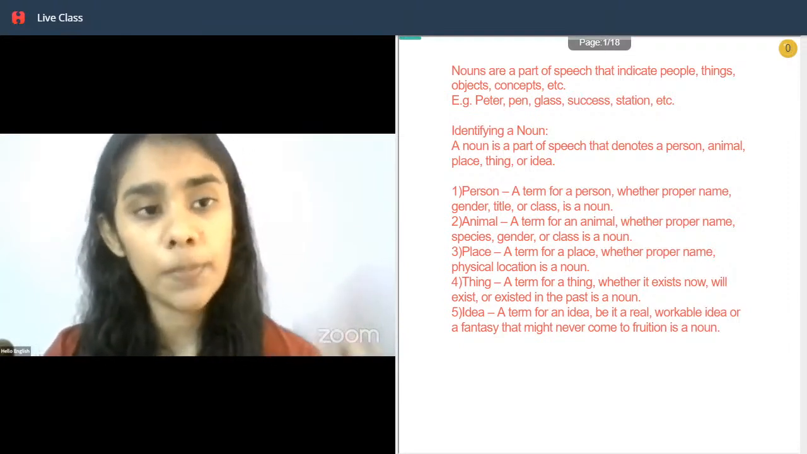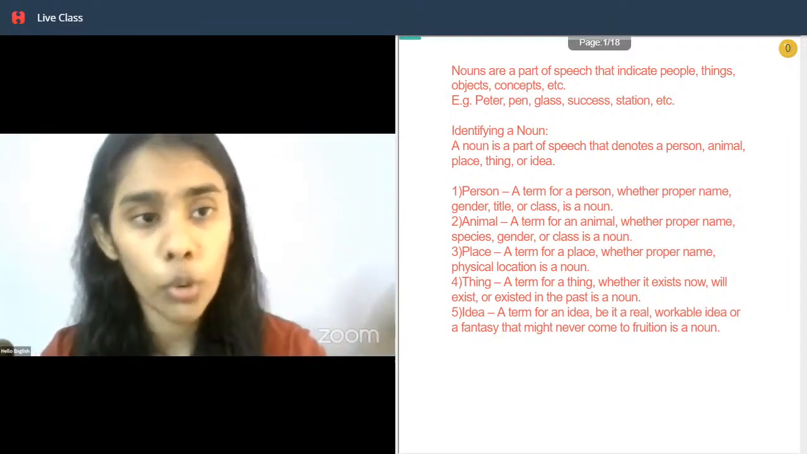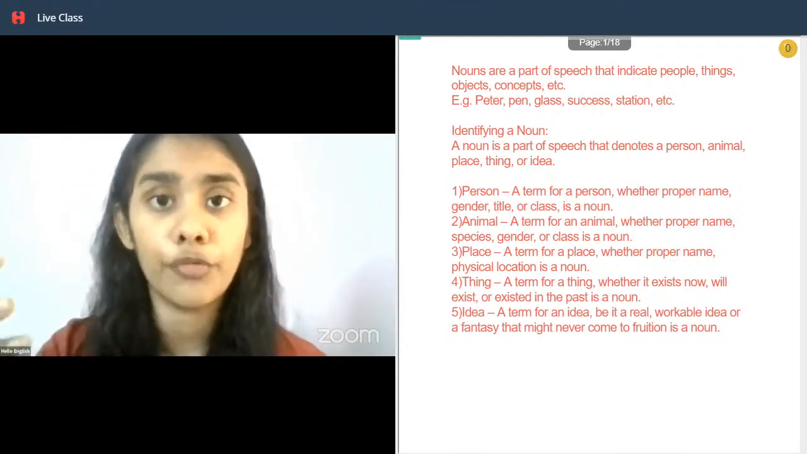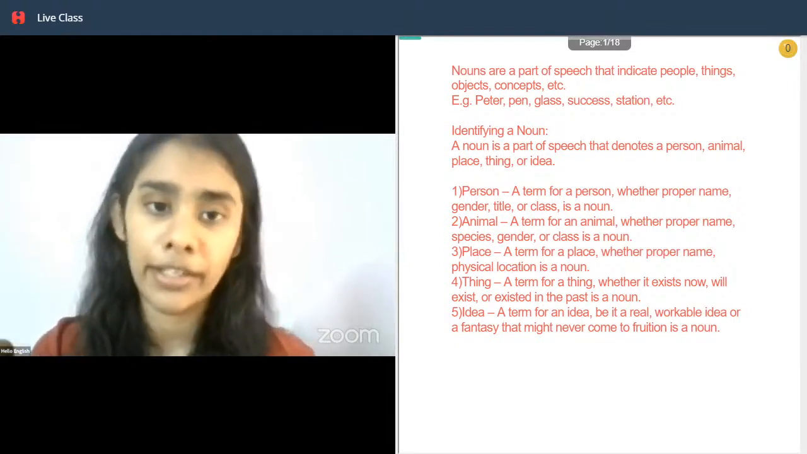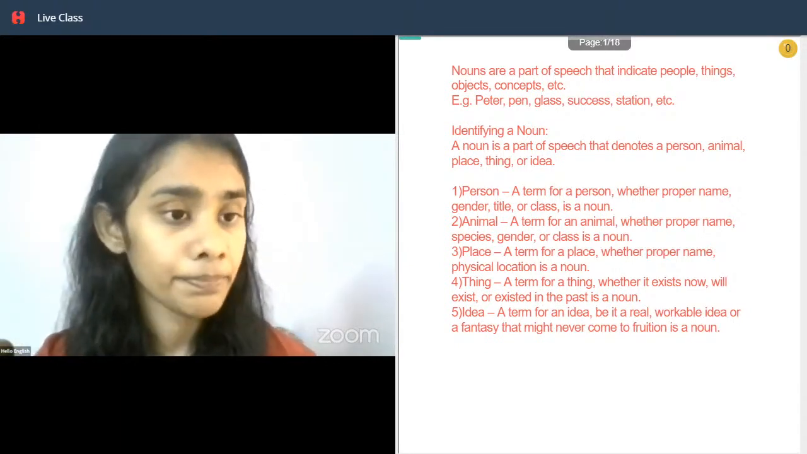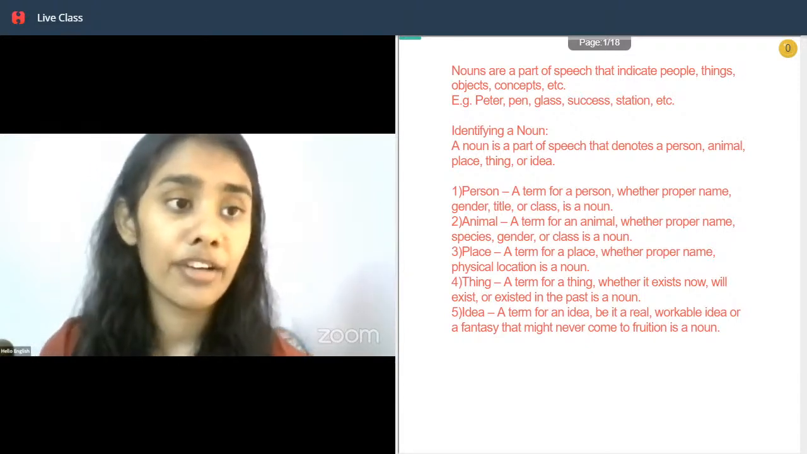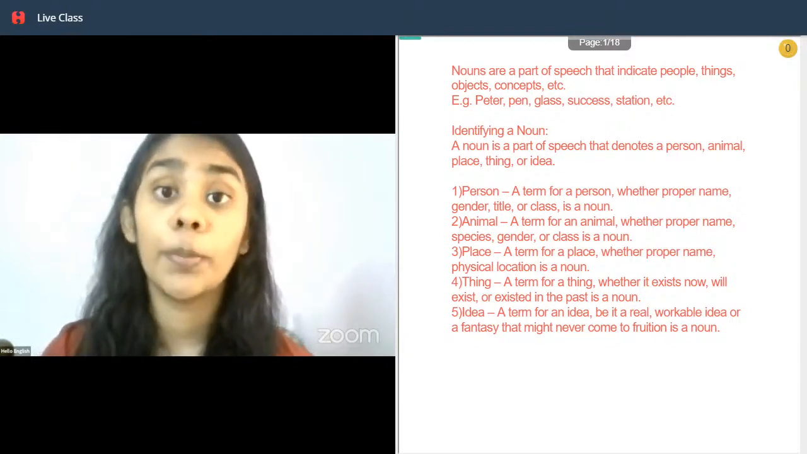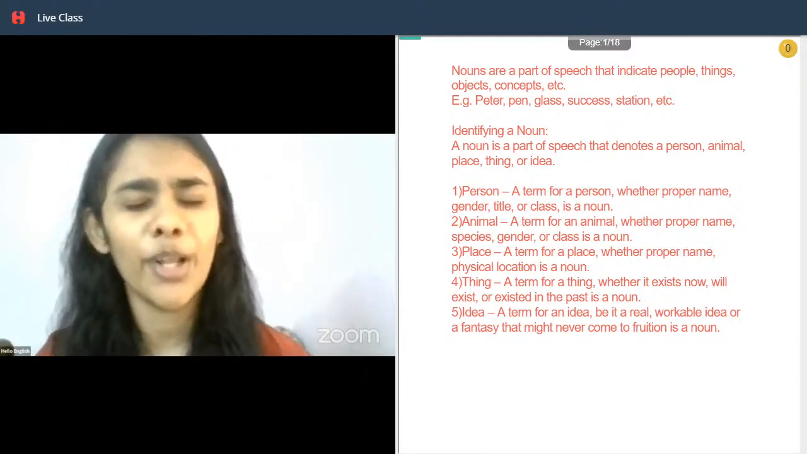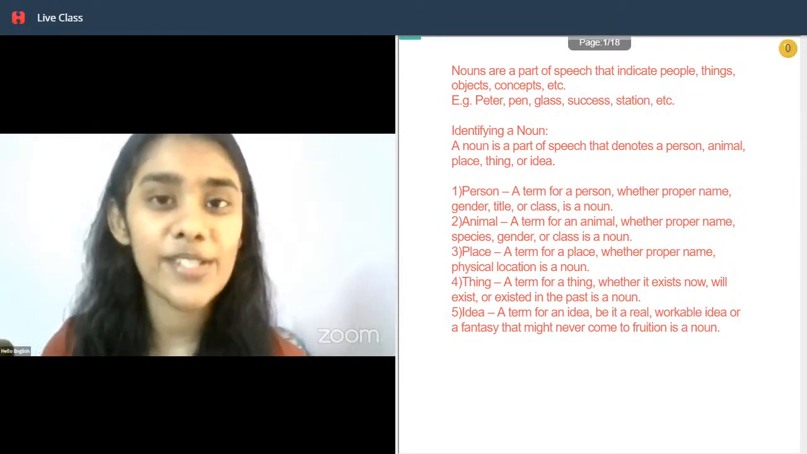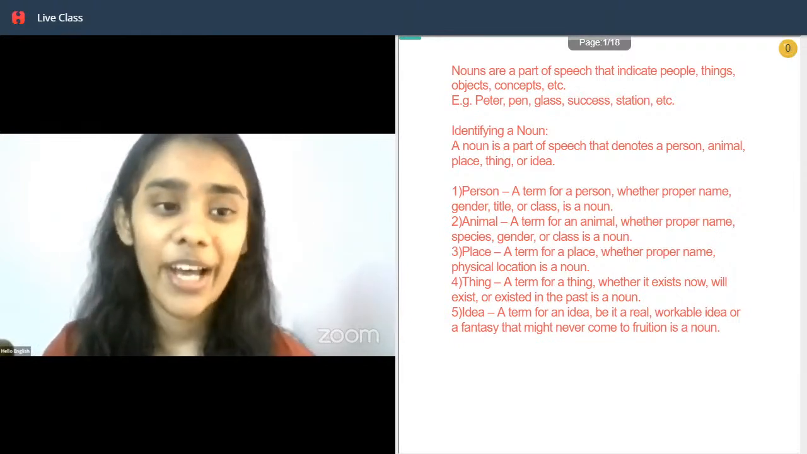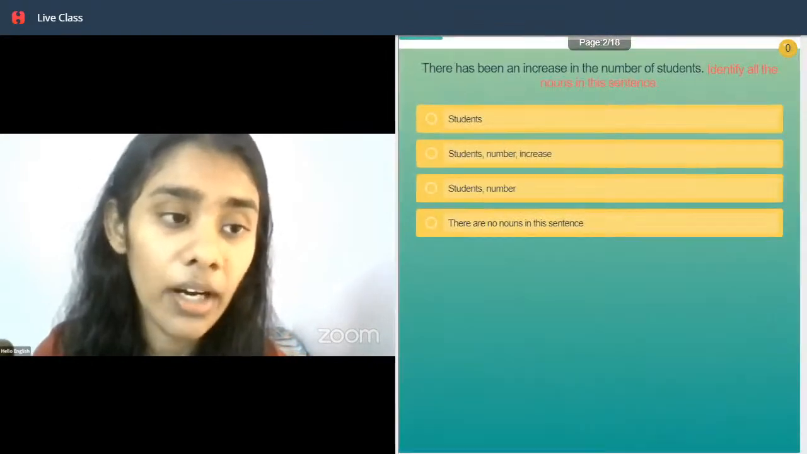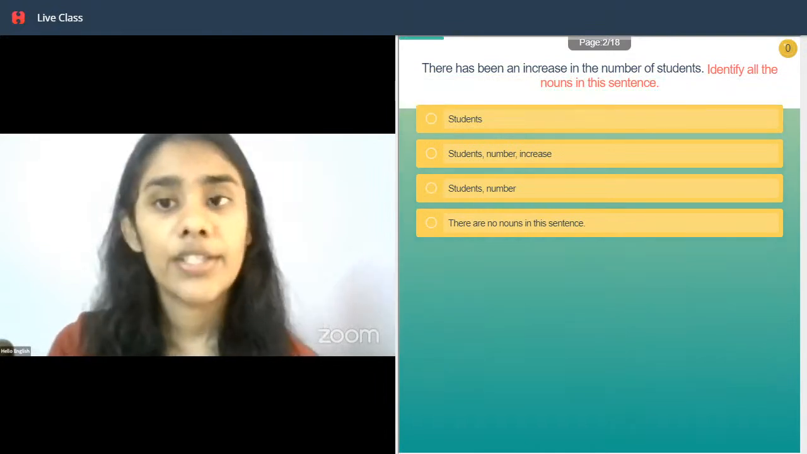Don't worry right now, just pay attention and try to make notes. You can note down whatever is given on the slide also, so that later when you are revising, if you get confused about what nouns are, you can quickly come back and revise this. Then the last one, idea. It can refer to ideas or concepts, a term for an idea. It could be a real one, or workable, or it could just be a fantasy, something that might never come true. Let's go to the next one now.